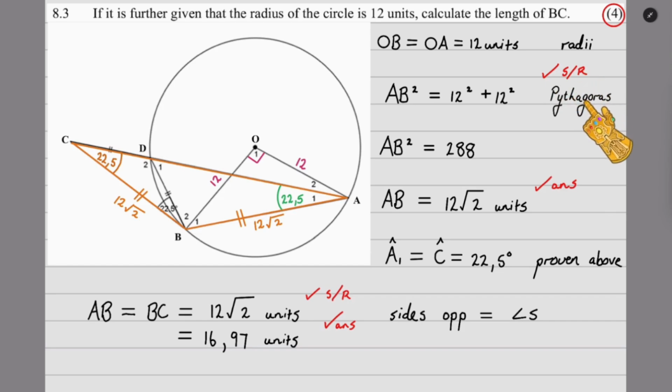The statement and reason for Pythagoras gets you your first mark. The answer for AB gets you your second mark. The statement and reason for the isosceles triangles, saying that this side equals that side, gets us our third mark. And the answer, you can either do the third form or the decimal form, will get you your fourth mark.